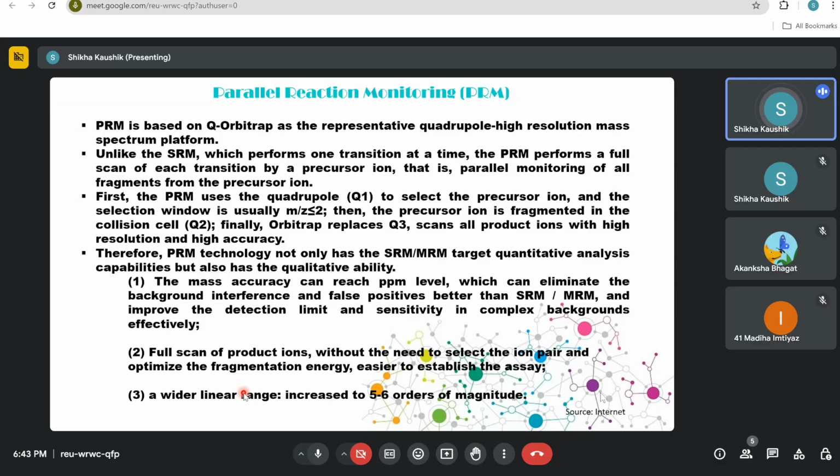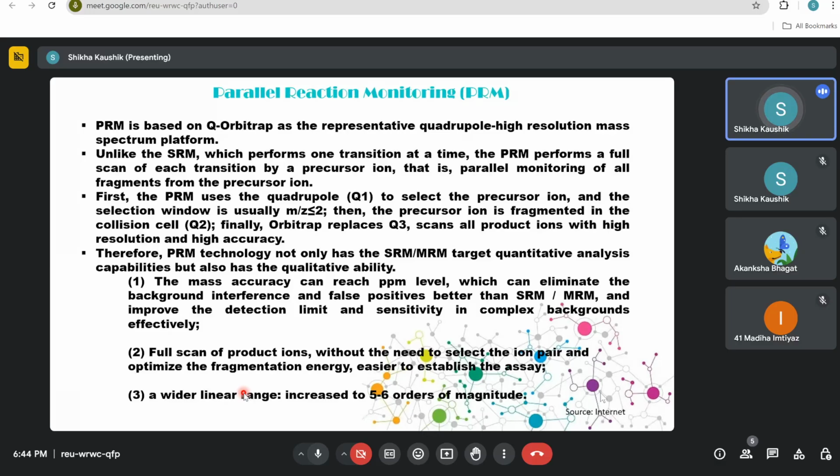The mass accuracy can reach the ppm level, which can eliminate background interferences and false positives better than SRM and MRM. In this case there are more chances of accuracy, and it effectively improves the detection limit and sensitivity in complex background. Full scan of the product ions without the need to select the ion pair and optimize the fragmentation energy makes it easier to establish. It does a full scan, so we have no need to make particular selections. We can just select our precursor ion and get all the detail of the precursor ion, and that's how it is easier to establish.